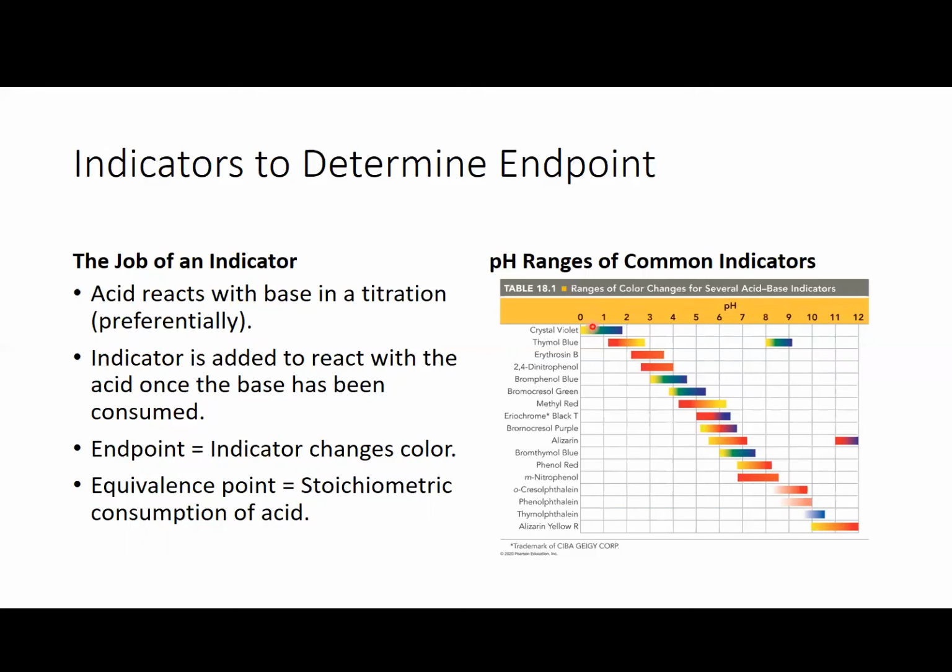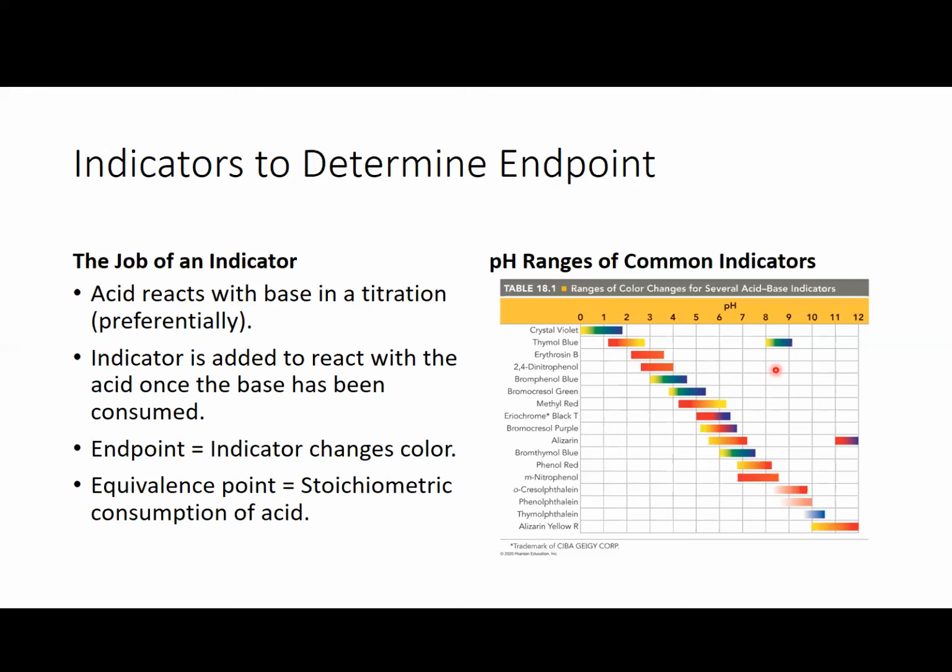And this chart right here shows all different kinds of acid-base indicators and at what pH range they change their color. So if I'm looking for something that changes color, let's say, in this region over here between 8 and 9, there's really only one indicator that's going to work for me.